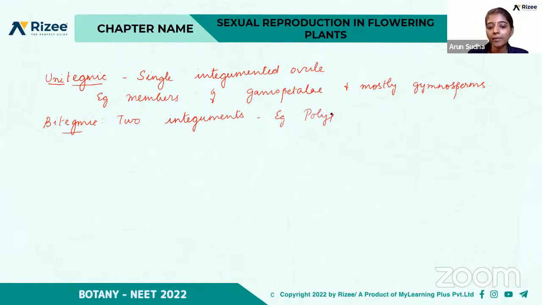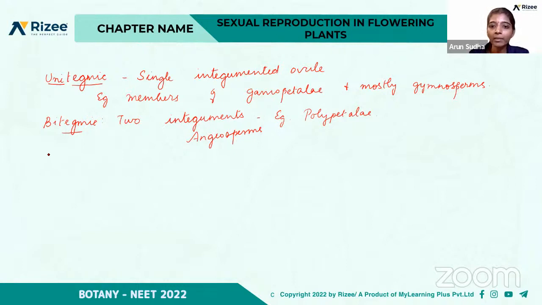An example is polypetalae. That is most angiosperms. That's what we saw now. It has two integuments, that is outer and the inner integuments. So most of the angiosperms have two integuments. So polypetalae and then monocots, mostly they have two integuments.